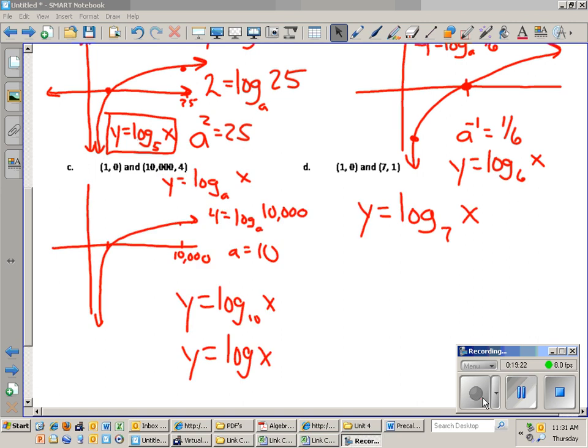For the first one, I wrote y equals log of x. I didn't write base 10 because 10 to the 4th power is 10,000. And then y equals log base 7 of x would be this one because 7 to the 1st power is 7.